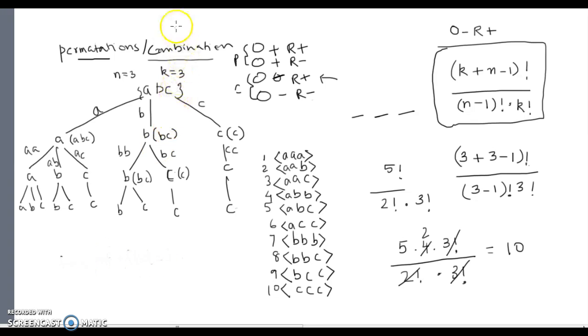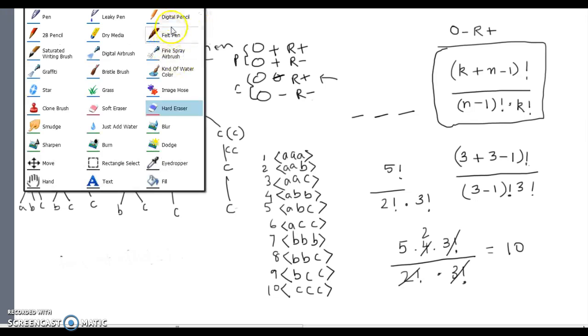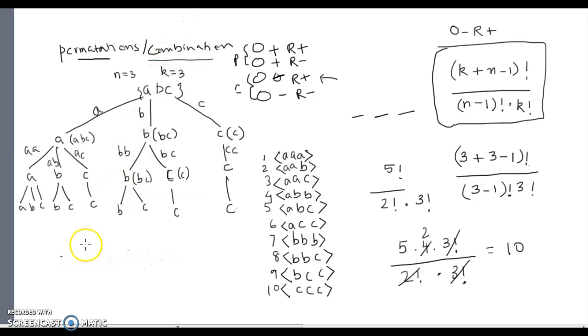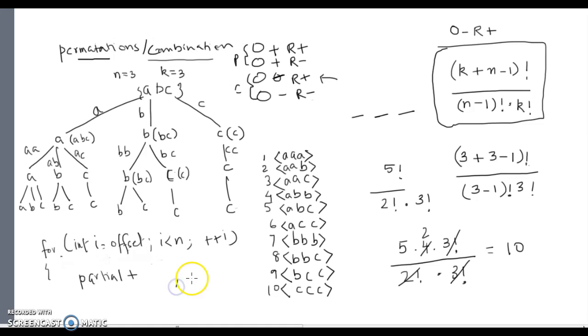So the for loop would look like: int i equals offset, and i less than n, right? Now, what are we adding to partial every time, and how are we incrementing the offset? These are the two things. So how do we increment the offset?